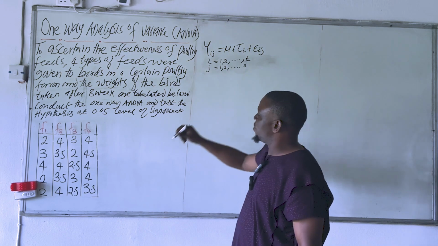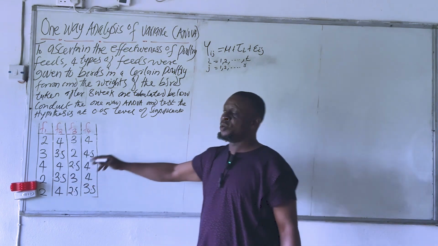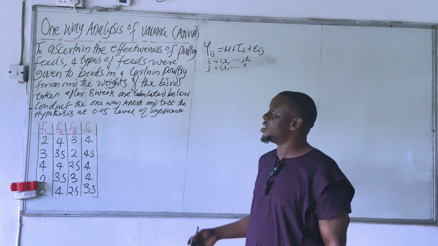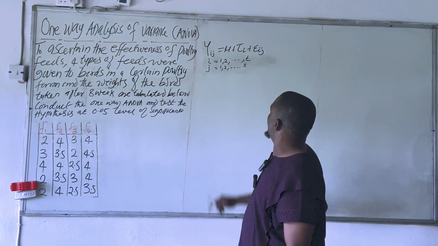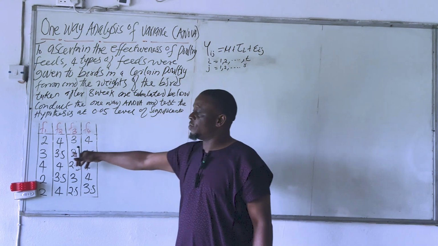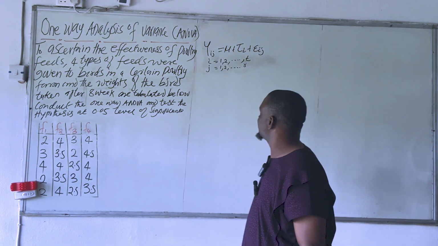And mu is the overall mean. The overall mean is our mu. Then tau i is our treatment effect. Epsilon ij is the error associated with each of these observations.